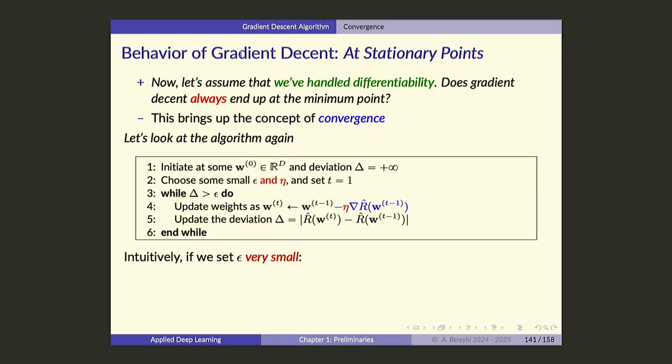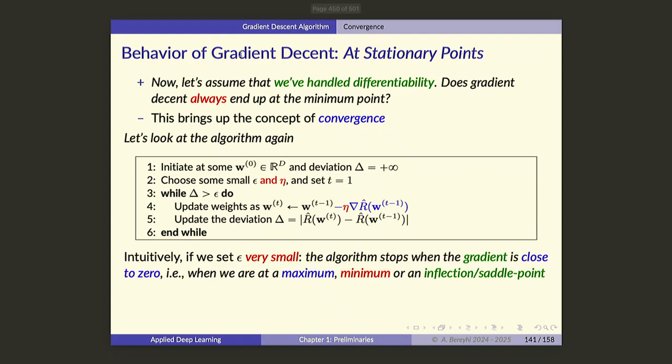So let's look at this guy. This was the algorithm that we had. And in the algorithm, as I said, we are just updating with the gradient. So if we set this epsilon very small, then essentially we are going to end up with a point. This algorithm is going to stop somewhere where your gradient is essentially zero, right? Practically zero, very close to zero. And such points could be a maximum, minimum, or a saddle point, right? Any of those points has gradient zero.